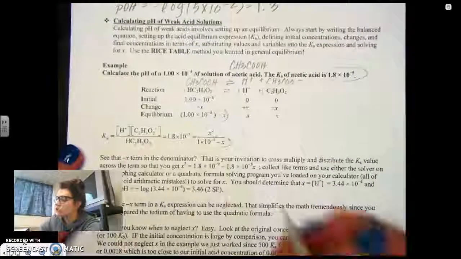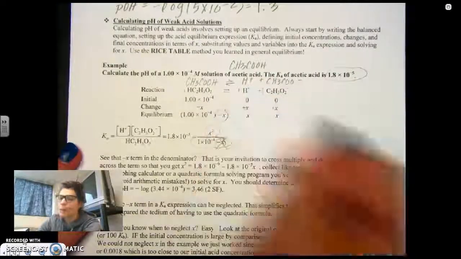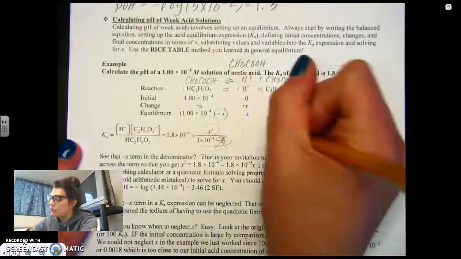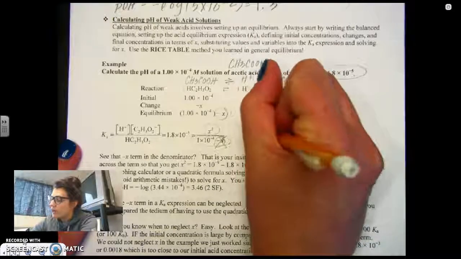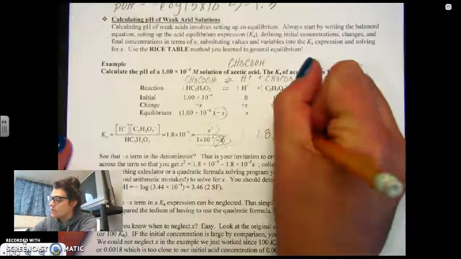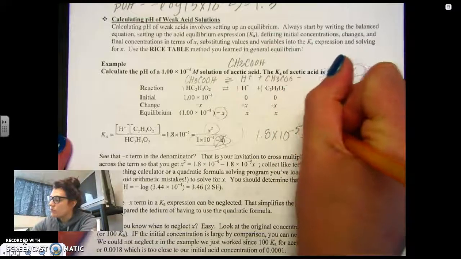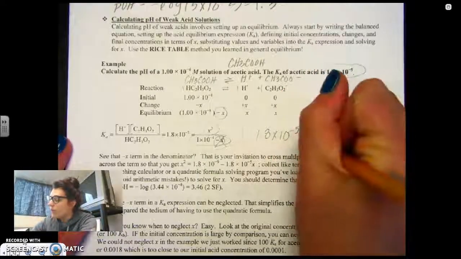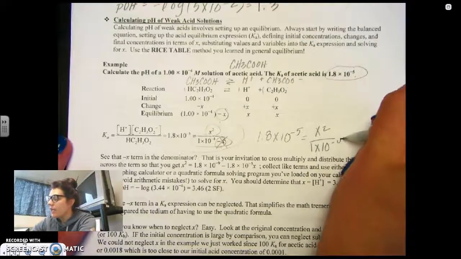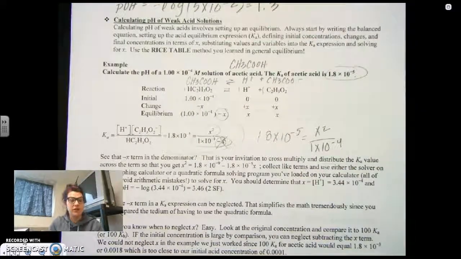Okay, so what we can actually do is say, well, I don't really care that you're there, negative x, but what I'm going to do, so that I can reset my equation, is 1.8 times 10 to the negative 5th is equal to x squared divided by 1 times 10 to the negative 4th. Okay, and then that makes this 10 times easier to solve, and then these problems look just like the equilibrium problems that we did in chapter 15.